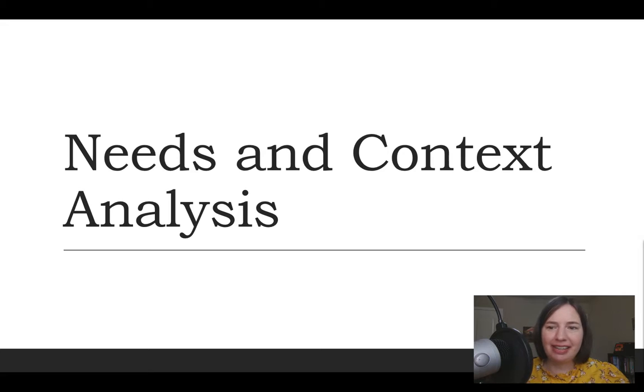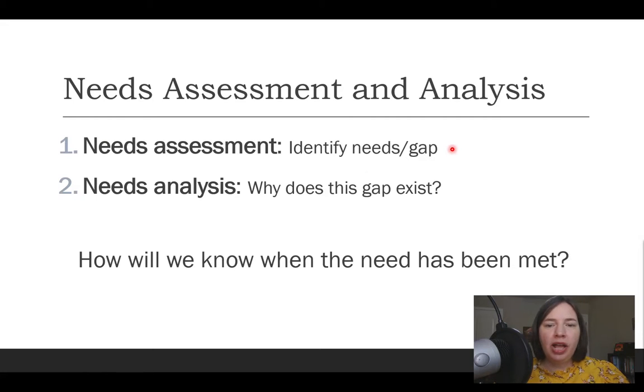Okay, needs and context. So, a needs assessment is identifying the needs or the gaps, and then the analysis is why does the gap exist? So when we're creating some type of instructional content, for some reason, there's a need there. There's something that we want to be made more preferred. So we need to identify what that need is. And we also want to understand why. Why is that a need? Why is that a problem? Because that will help us when we are determining how to design our instructional content for it.